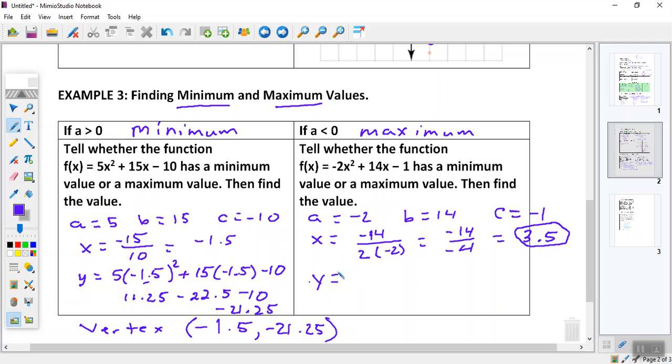This becomes negative 2 times 3.5 to the second plus 14 times what? Minus what? Okay, now I'm going to try and do this in my head, but you guys check in your calculator. Let's see, that's 12.25, so negative 24.5, plus 42, and 7 is 49. I got 23.5. Is that what you got also?